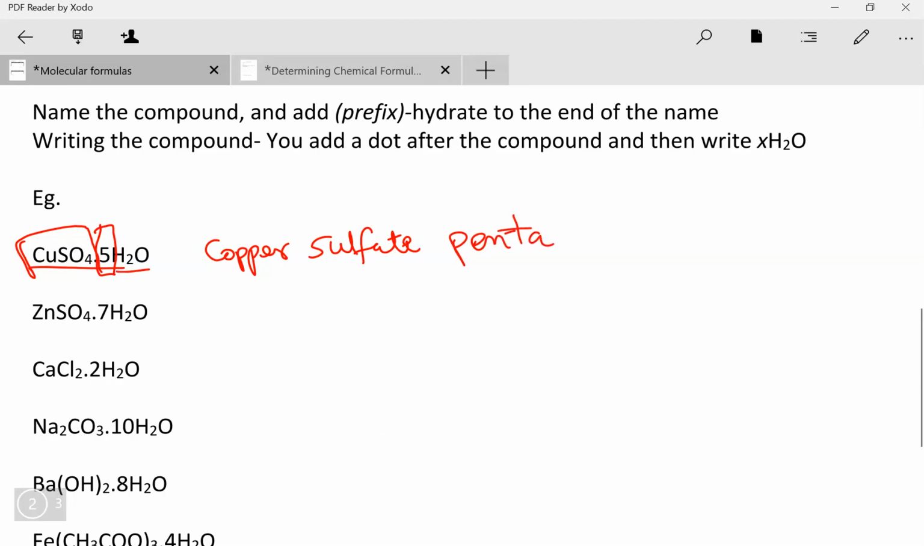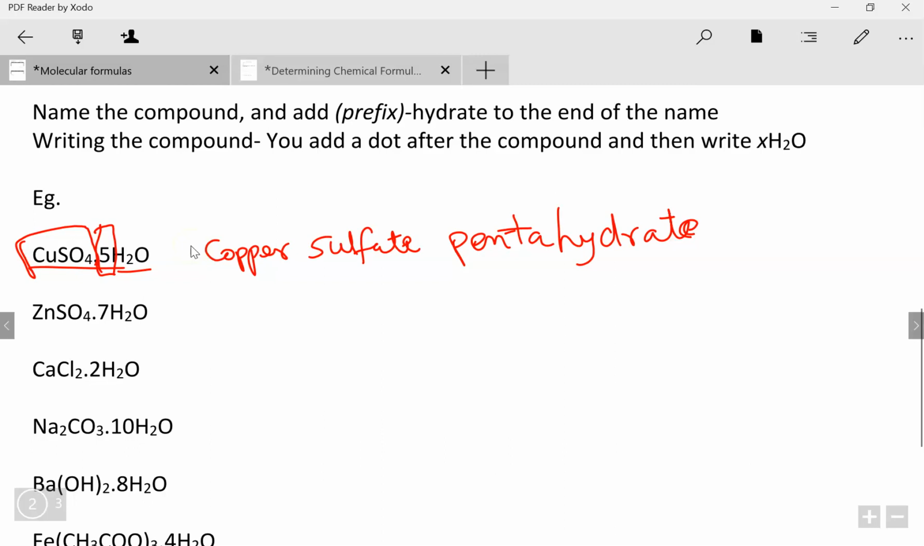And then the water bit is what we are going to call a hydrate. So hydrates are chemicals which have a dot and then a number of waters after that. They can have any number of waters possible, but that's just because water attaches itself to the salt, and therefore these are called hydrates because they're hydrated, as in they have water attached to them.